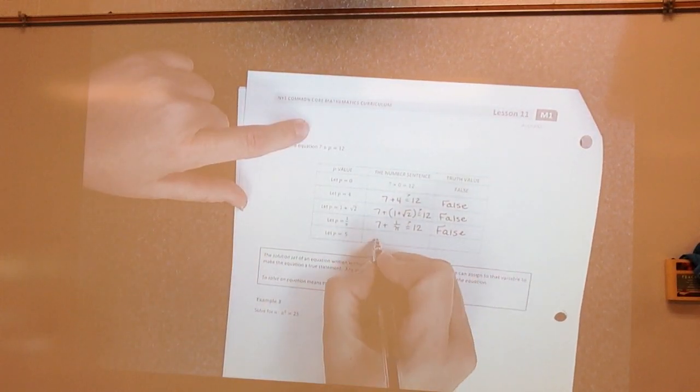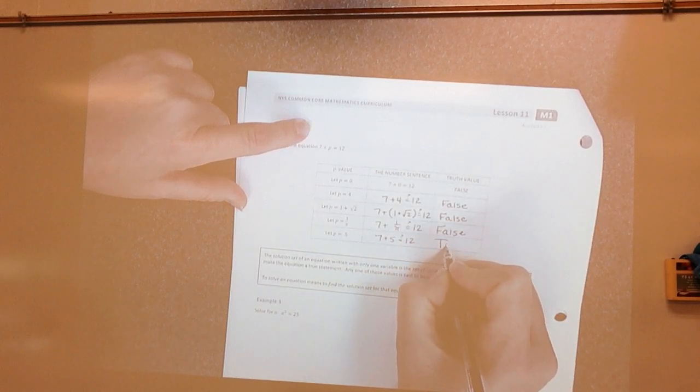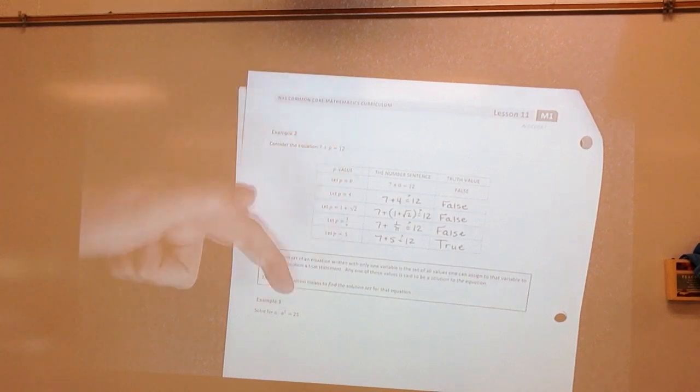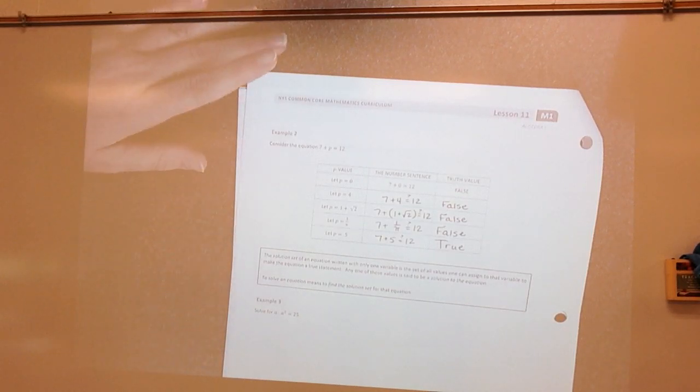Let p equal 5. 7 plus 5 is equal to 12. That is true. All right, so we've tried all these different things, and the only thing we found was p is equal to 5. But is a table necessary for this question? Is it obvious what value we could assign to p to make the equation true? In this case, this equation is pretty simple. I can look at it and say 7 plus what gives me 12? Well, 7 plus 5 gives me 12. So in this case, a table really wasn't exactly necessary.